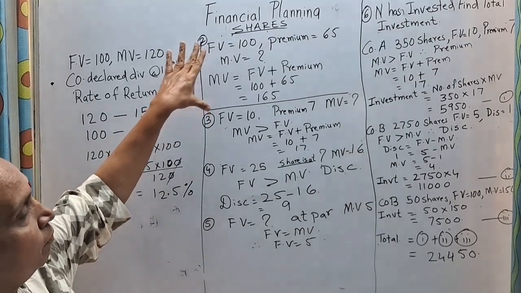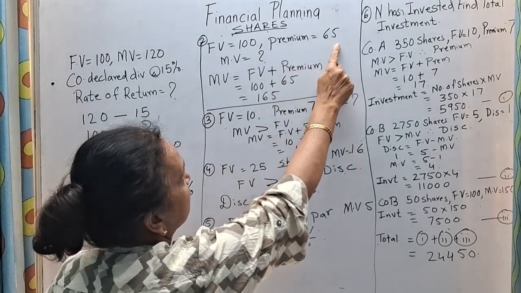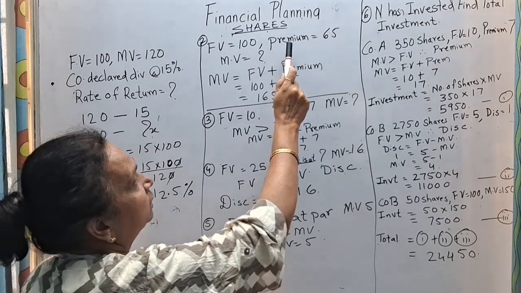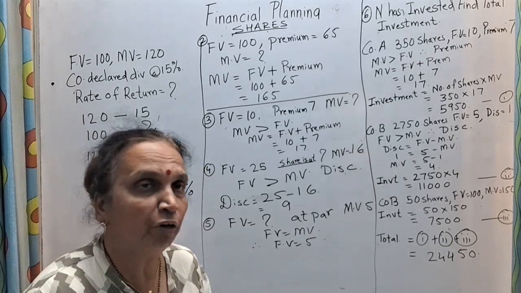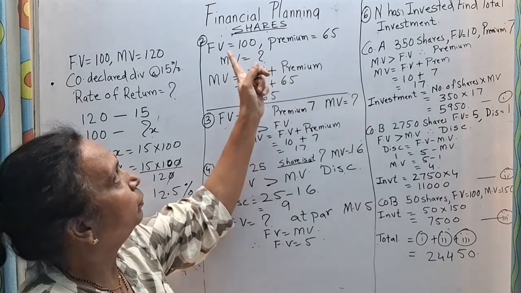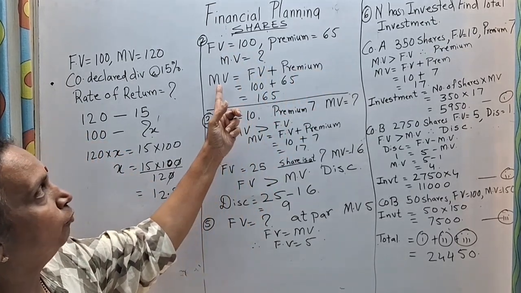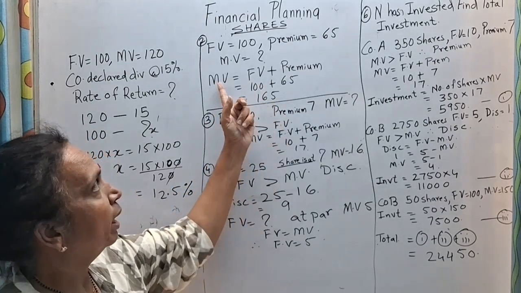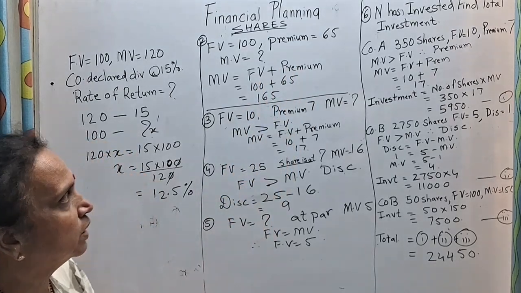Now take the next one which we have learnt now only. Face value is 100, premium is 65, market value is question mark. So once you know it is at premium, means you know the market value is greater than the face value. So market value is equal to face value plus premium. Face value is 100, premium is 65. So the value of the share, market value of the share will be 165. So market value is equal to face value plus premium, that is 165 in this case.